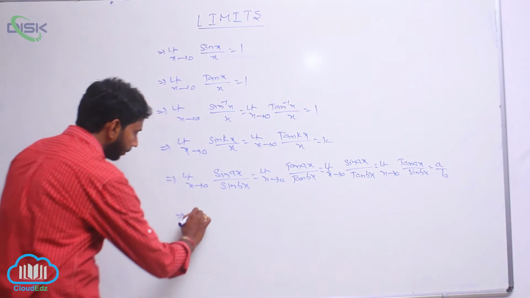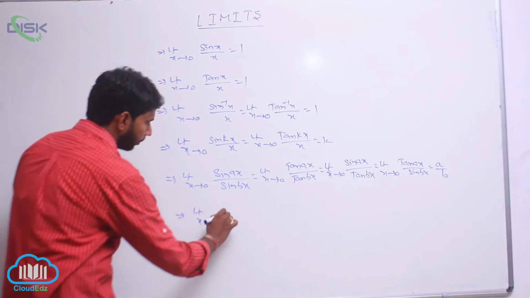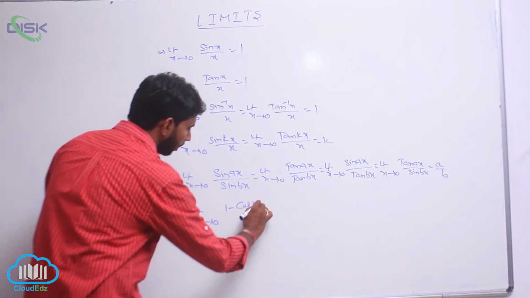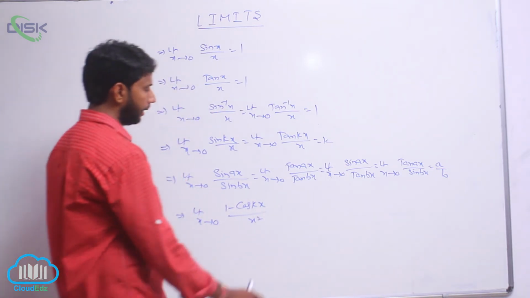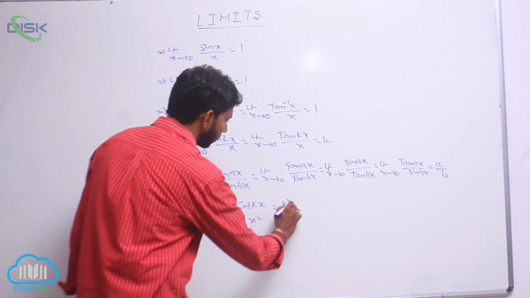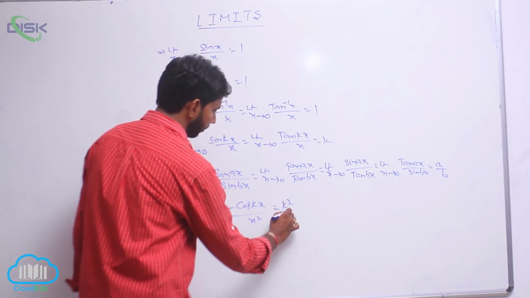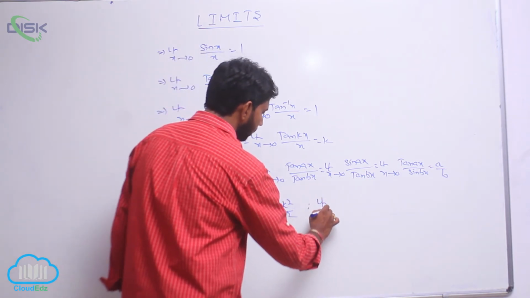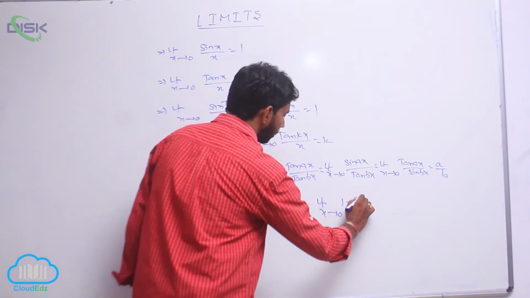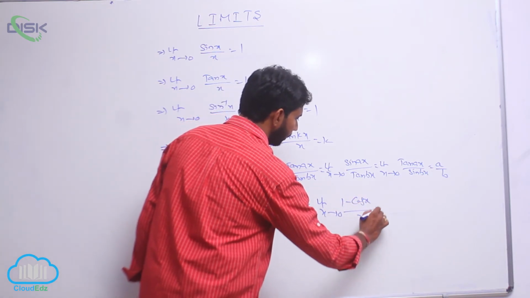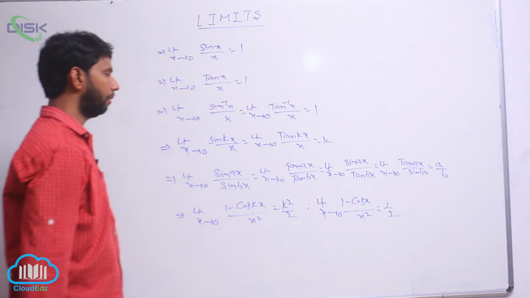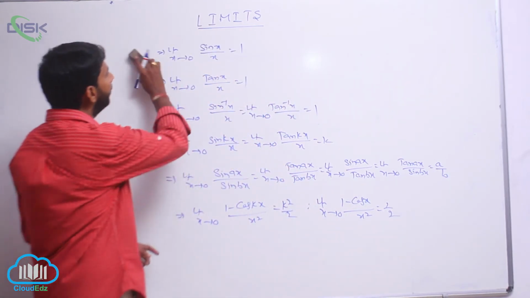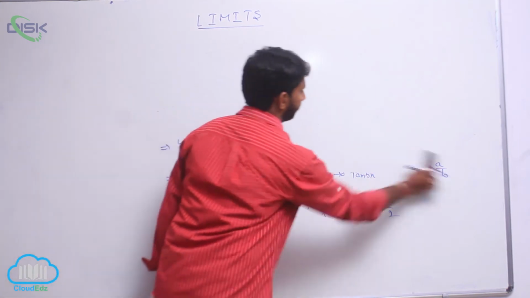And next one, limit as x tends to 0 of 1 minus cos kx by x square is equal to k square by 2. That is, limit as x tends to 0 of 1 minus cos x by x square is equal to 1 by 2.